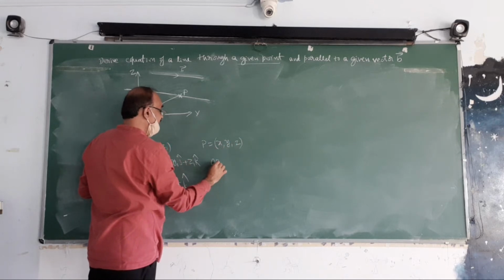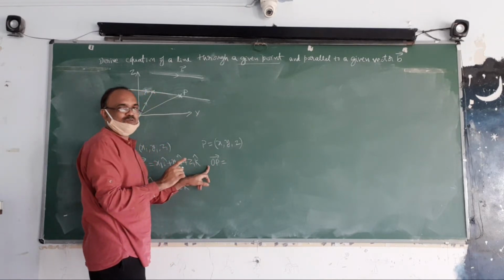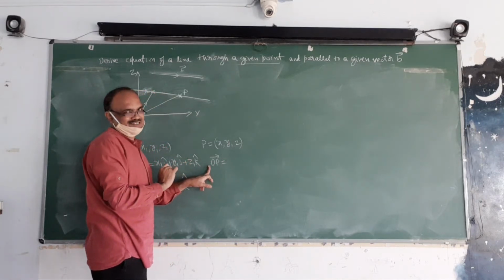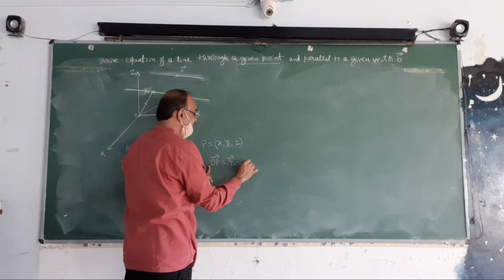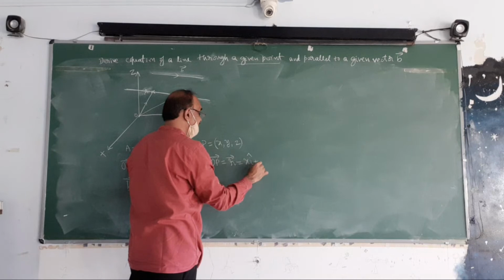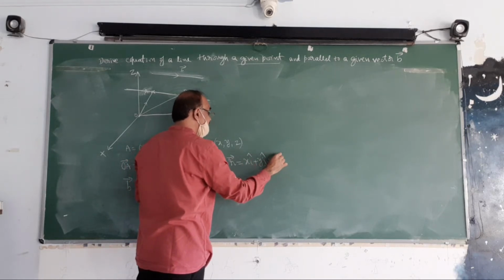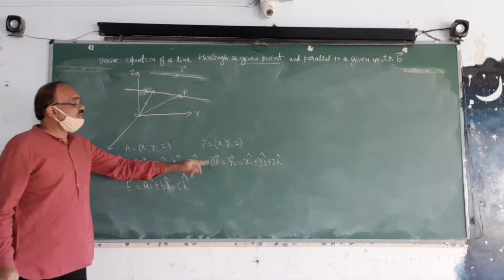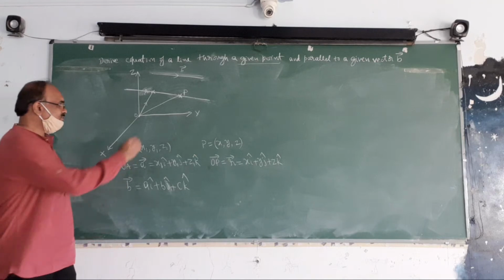But OP, this thing I told you, OP is considered as r. I don't know why, but the textbook uses this convention. We call it vector r. That is xi plus yj plus zk. So this is what you need to find, OP.